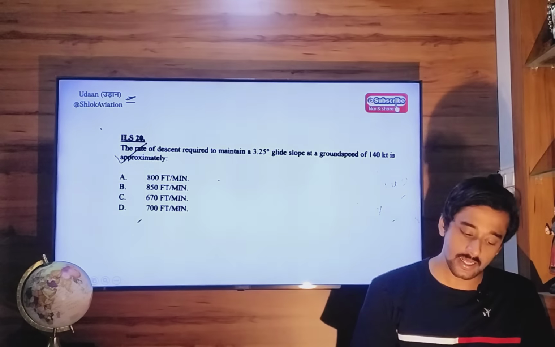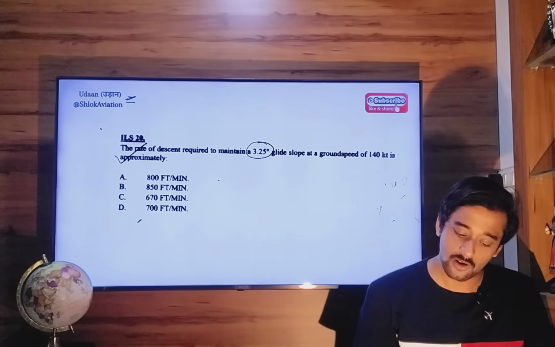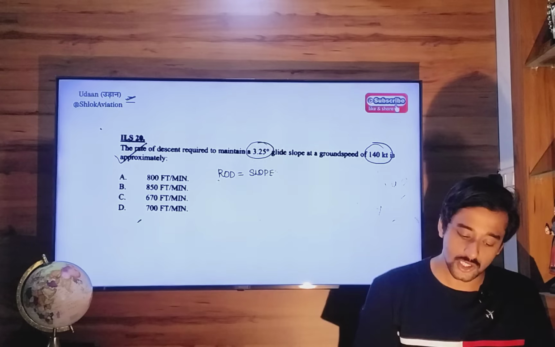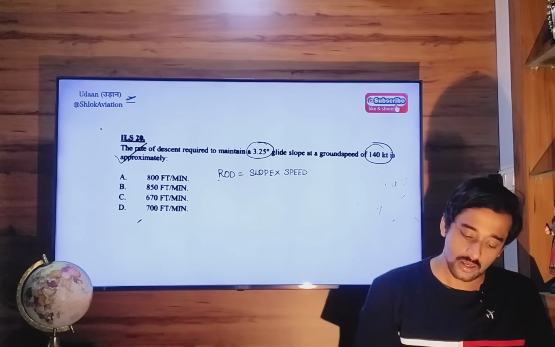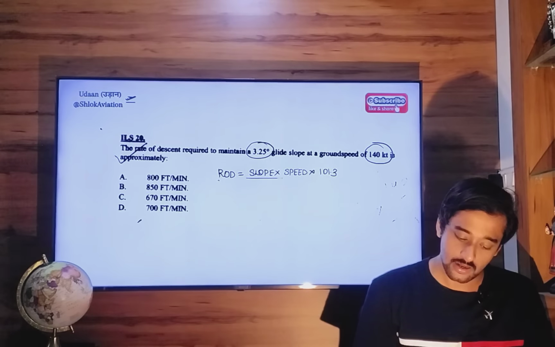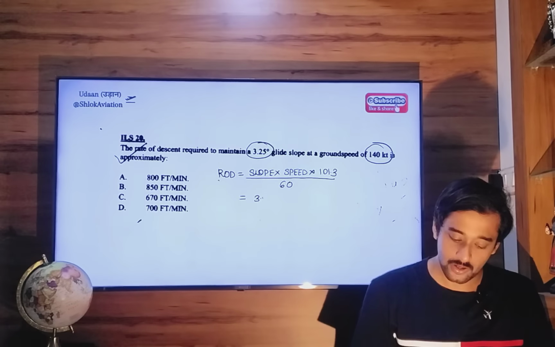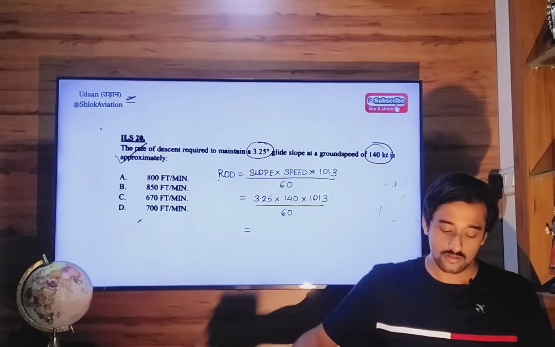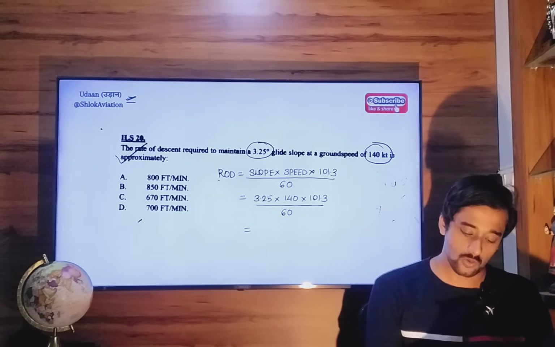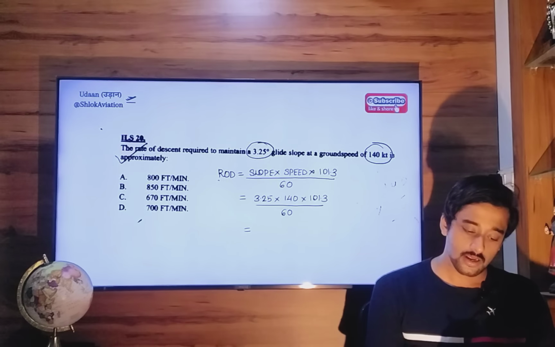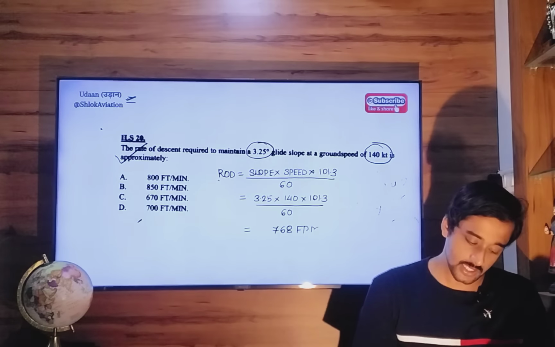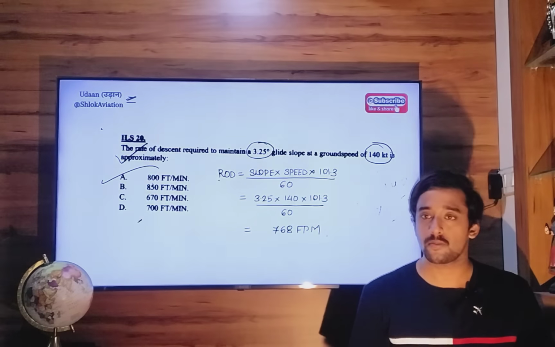the rate of descent to maintain a 3.25 degree slope at a speed of 140 knots is what? So rate of descent equals slope into speed into 101.3 feet per minute divided by 60. So 3.25 into 101.3 into 140 divided by 60 is 768 feet per minute. So the closest option here is option Alpha, 800 feet per minute.